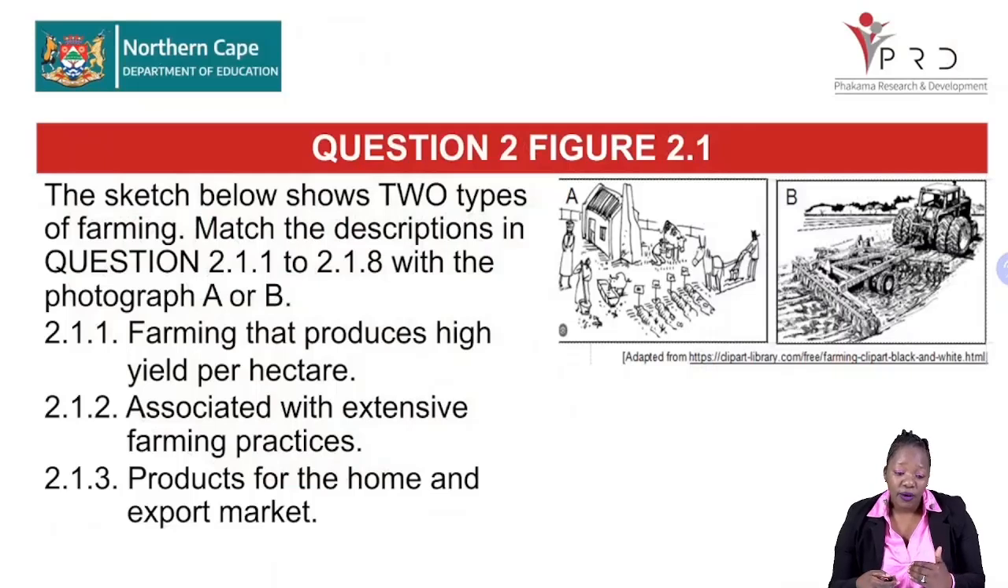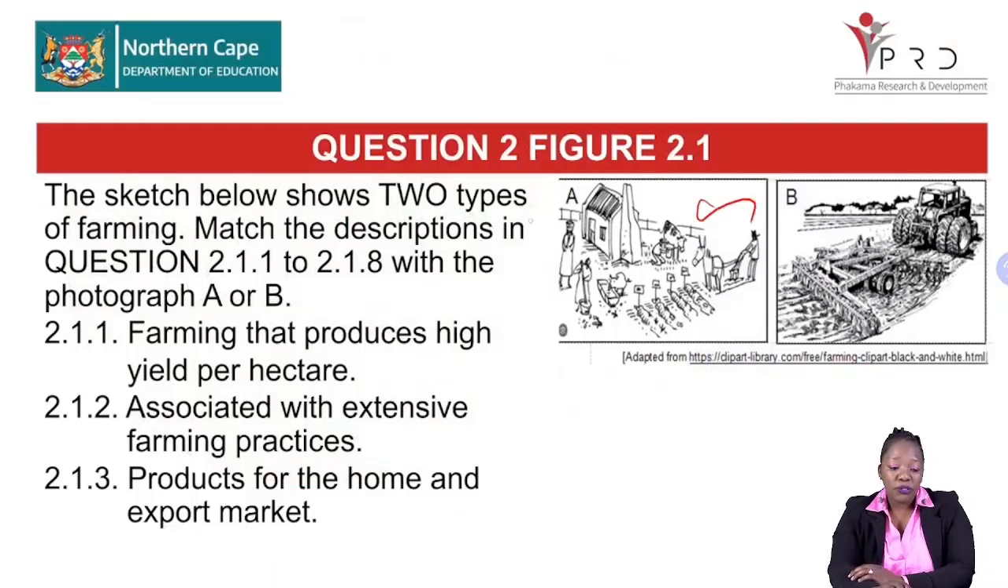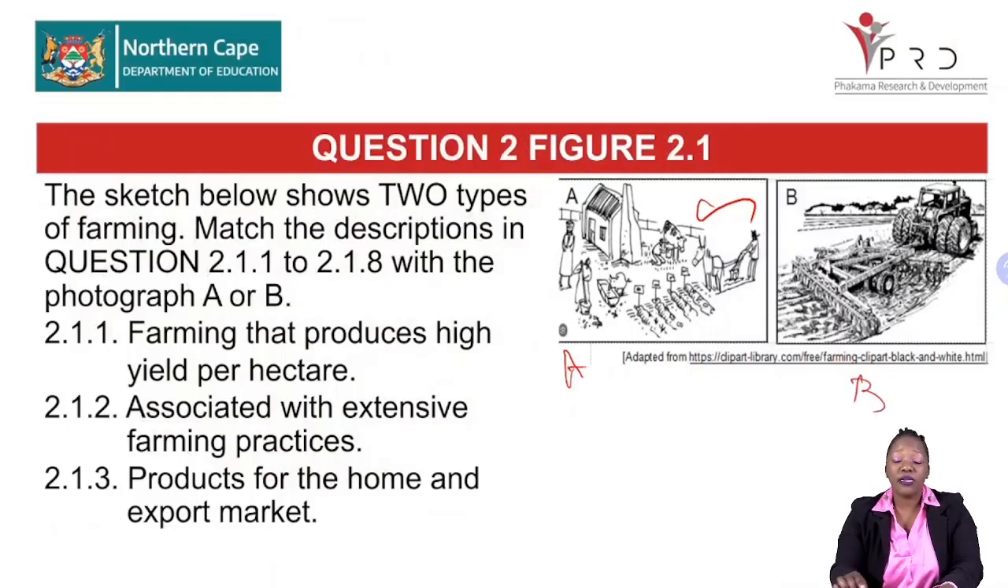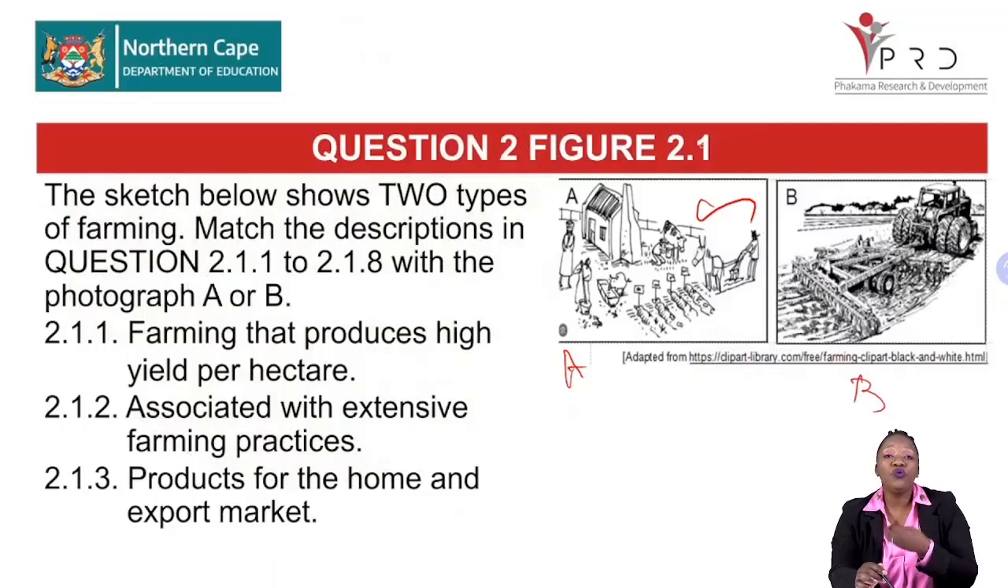Looking at our instruction, it says the sketch below, which is this one, shows 2 types of farming. So you are given A and then you are given B. These are the 2 types of farming. Match the descriptions in questions 2.1.1 to 2.1.8. What does it mean? It means your figure 2.1 has 8 questions. Again, you need to make sure that your numbering is correct, your 2.1.1 in sequence up until you reach your 2.1.8.